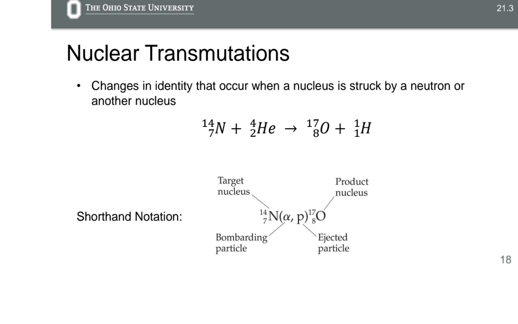So we often use a shorthand notation for this type of transmutation, where on the left-hand side we've got our target nucleus. In this case, we're targeting the nitrogen-14 isotope. Then we make parentheses, and inside the parentheses on the left side, we put the bombarding particle. In this case, that's our alpha particle, the helium-4 particle. So we're hitting the nitrogen with the helium. Then we eject a small particle, in this case the proton. And our product nucleus goes on the right-hand side outside of the parentheses. In this case, that's oxygen-17.